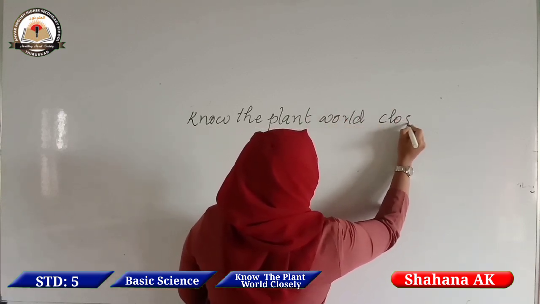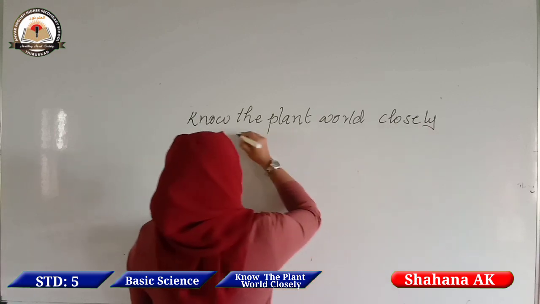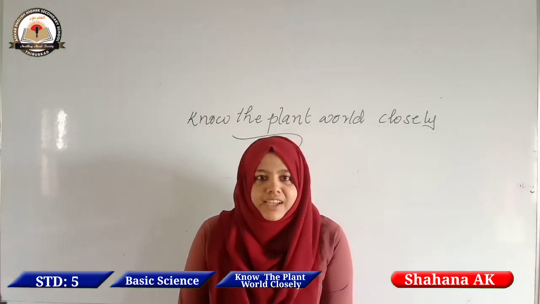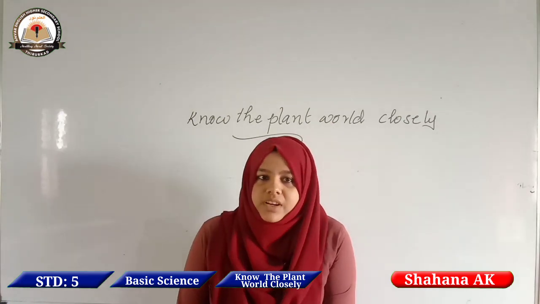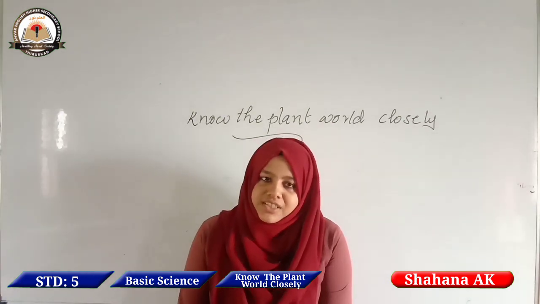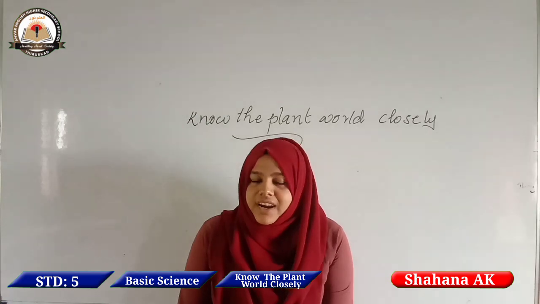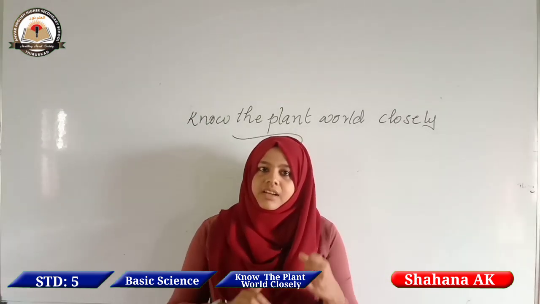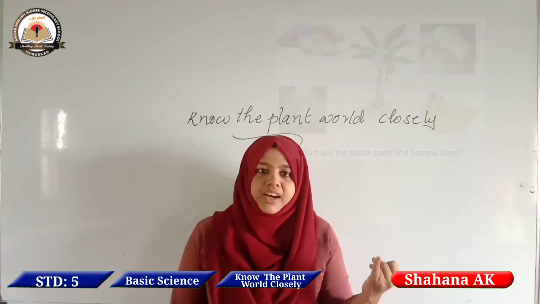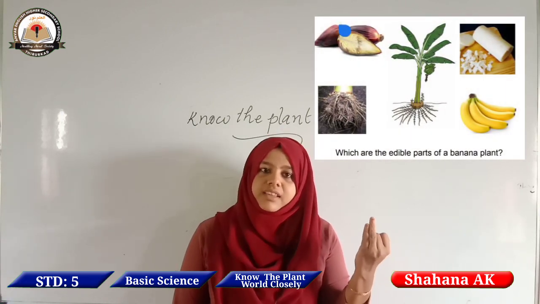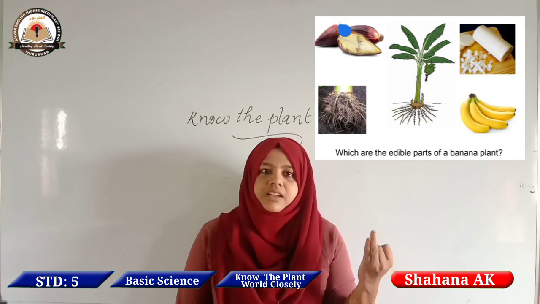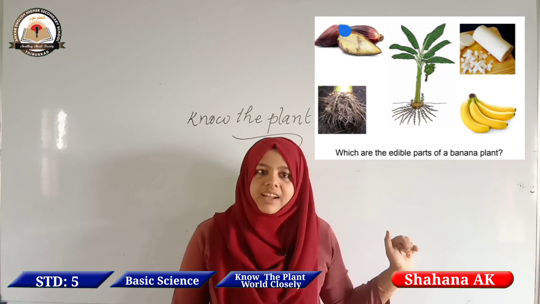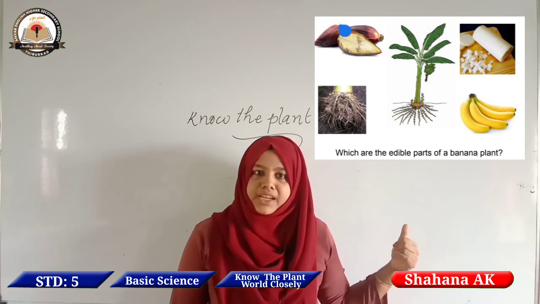Know the plant world closely. In this chapter, we are understanding more about our plant world. So let me ask some questions to you. Which are the edible parts in a banana plant? Yes, we are having the banana, then the stem of the banana plant, then the flower of the banana plant, etc. These are the edible parts in a banana plant.